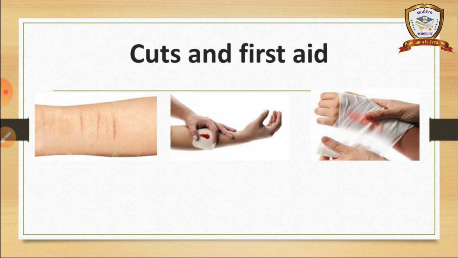And we should not use a sharp needle or any other sharp objects, because while using them we have to handle them very carefully. If the person has any communicable disease, it can easily affect us. So these are the first aid steps that can be done for a cut.